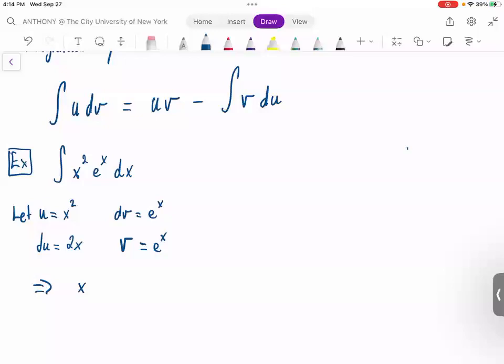Okay. So again, just applying the formula, I do u times v, so x squared times e to the x, minus the integral of v, which is e to the x, times du, which I should have technically said is 2x dx. What's your question? How do you know which one to use for u and v?